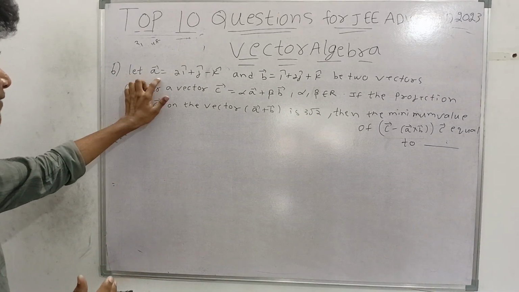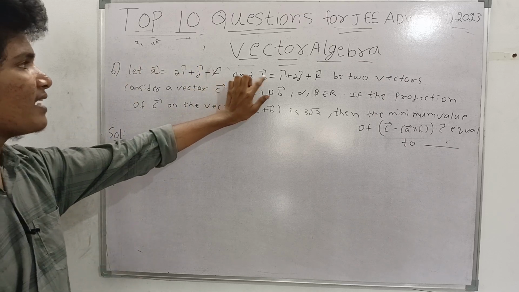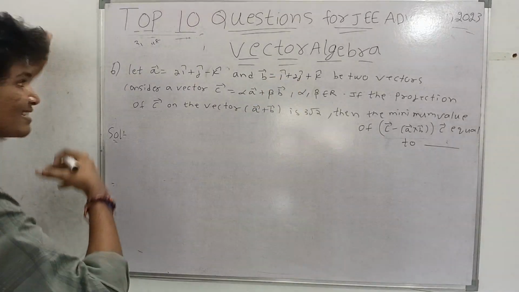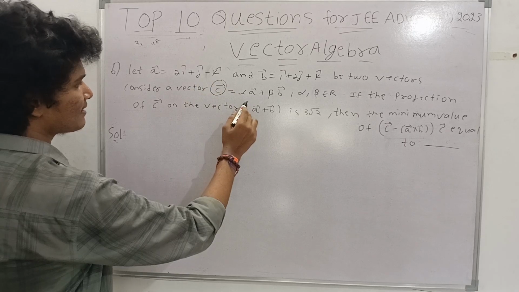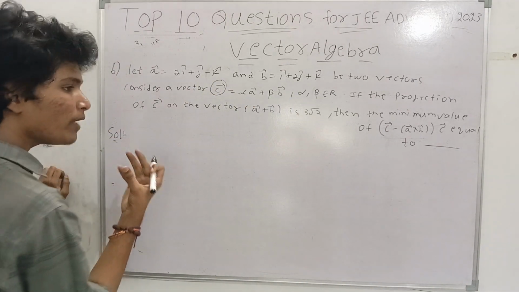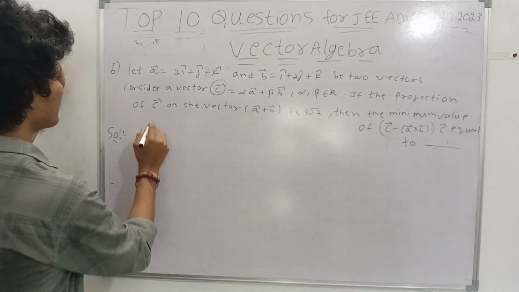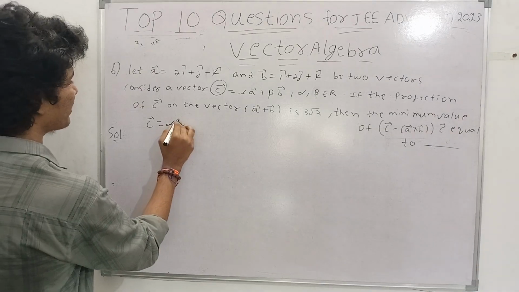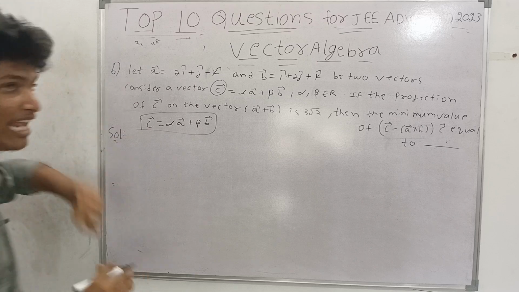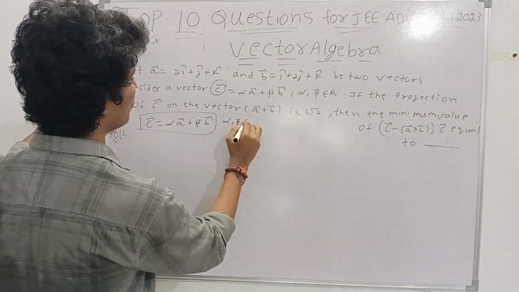They are saying that let A vector, this is a vector 2i cap plus j cap minus k cap, this is one vector, and B vector is i cap plus 2j cap plus k cap, this is another vector. Consider another vector, that is C vector, which is in the plane of A vector and B vector. We already know how we can represent a vector which is in the plane of two other vectors, that is C vector equal to alpha A vector plus beta B vector. Like this we can represent the vector which is in the plane of A and B. And what are alpha and beta? This alpha and beta belongs to R.